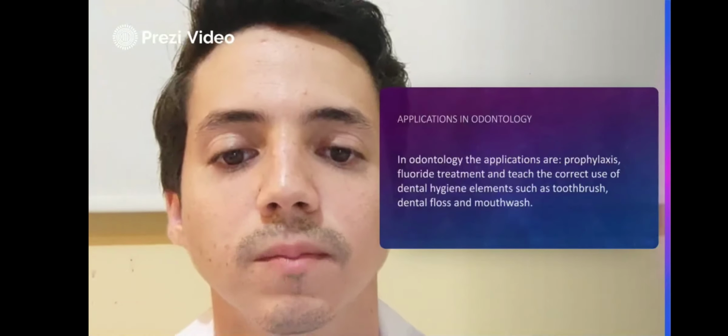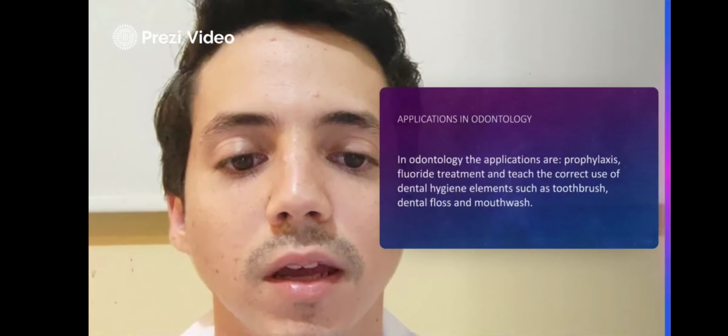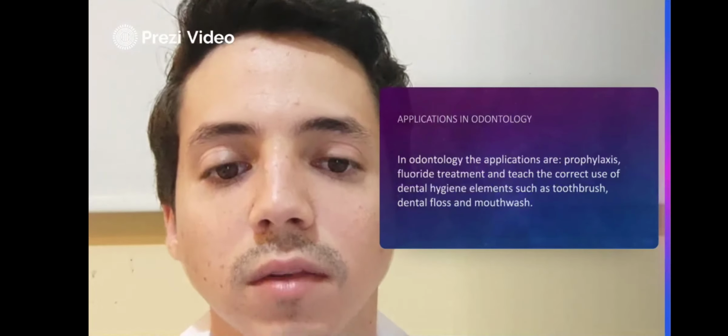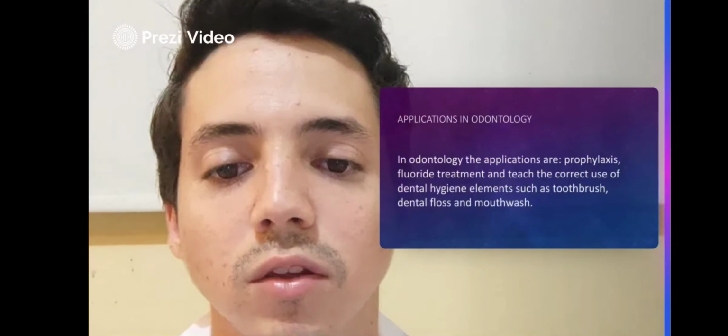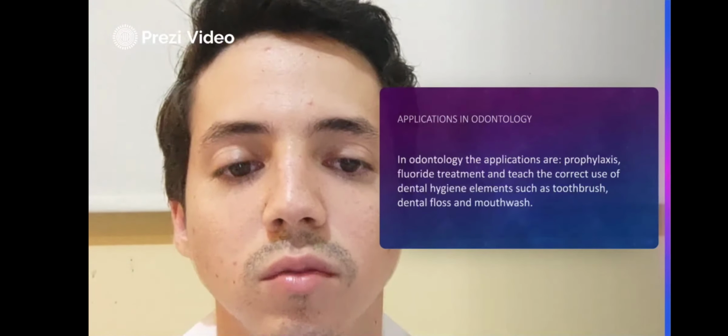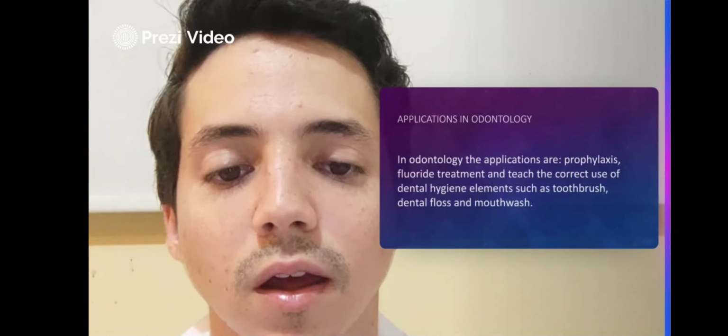Applications in odontology. In odontology, the applications are prophylaxis, fluoride treatment, and teaching the correct use of dental hygiene elements such as toothbrush, dental floss, and mouthwash.